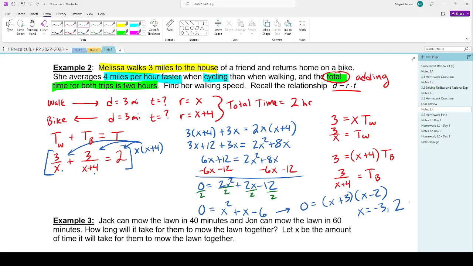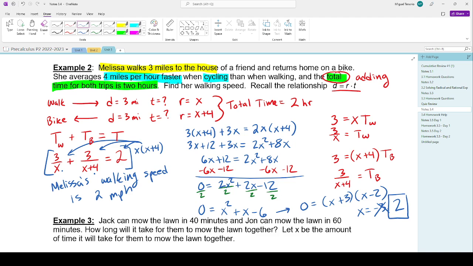However, you'll notice that since it's a word problem, we're probably not going to be dealing with a negative rate. I don't think Melissa is going to be walking backwards for the sake of this problem. So negative 3 is not an answer I can work with. So x equals 2 has to be our solution. So we're going to say Melissa's walking speed is 2 miles per hour. And we can just abbreviate that.